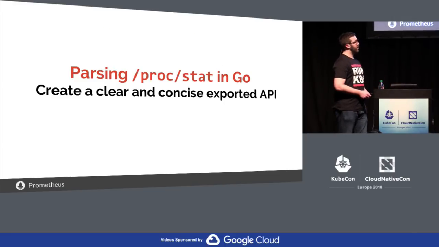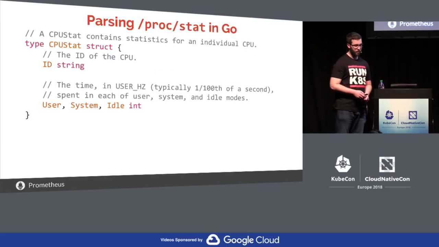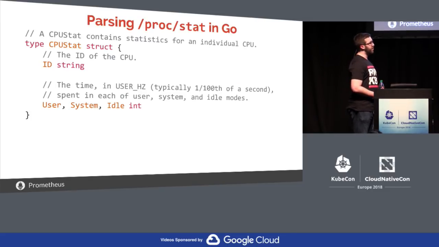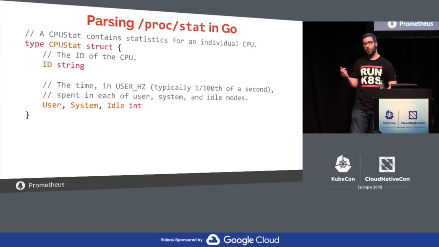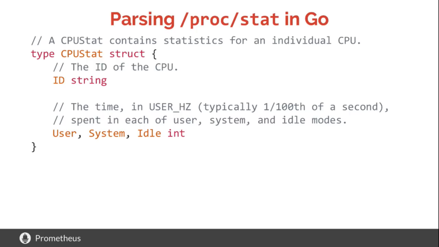So to start, let's focus on creating a clear and concise exported API. We create this CPU stat structure, and this contains stats for an individual CPU. We give an ID, which is in the string format, so we can have CPU 0, 1, 2, or 3, etc. And then we export the values that we care about as integers here: user, system, and idle.